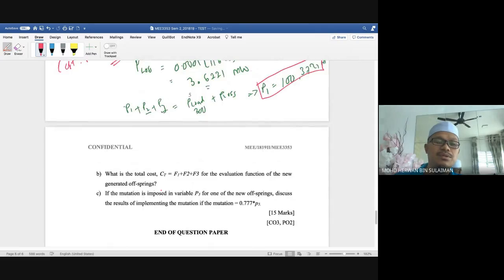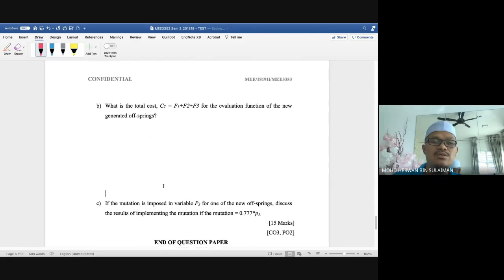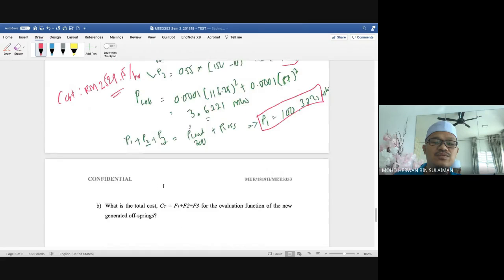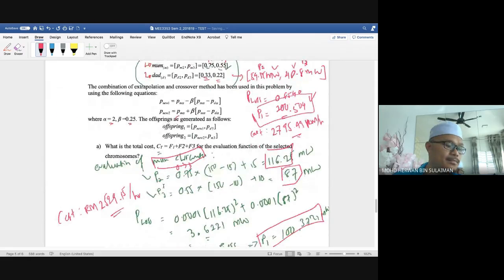Okay, let's take a look at B. What is the total cost of CT, F1, F2, F3 for the evaluation function of generated offspring? So similar. So this one, you need to calculate what happened here.